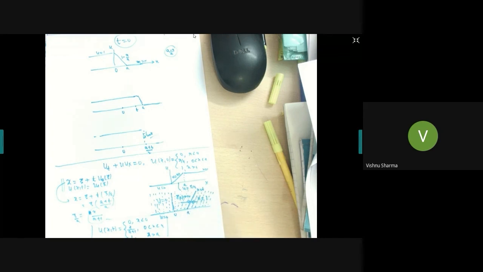Since the characteristics are not intersecting anywhere above, they don't intersect. If the characteristics intersect, we have to introduce a discontinuity. But in this case, they are not intersecting, isn't it? Yes, sir.